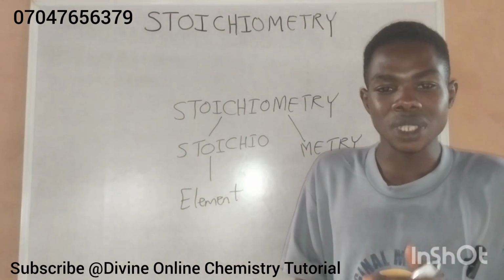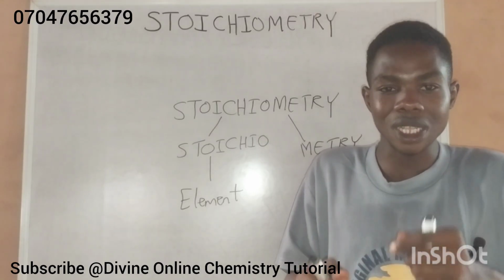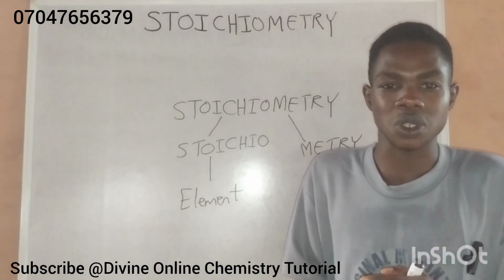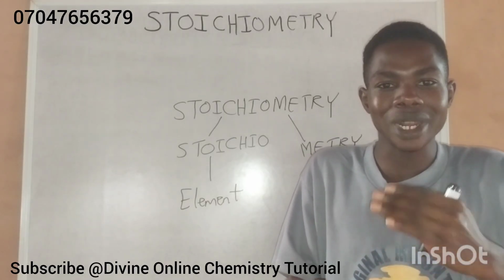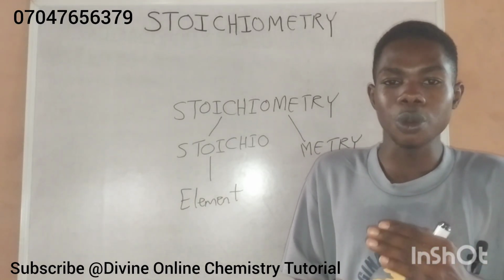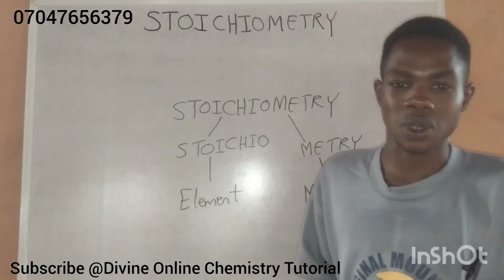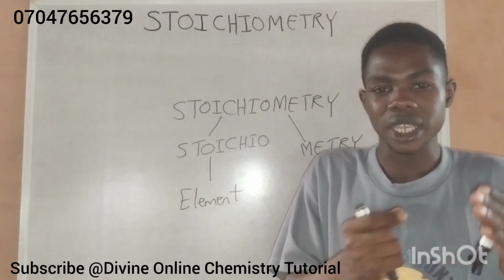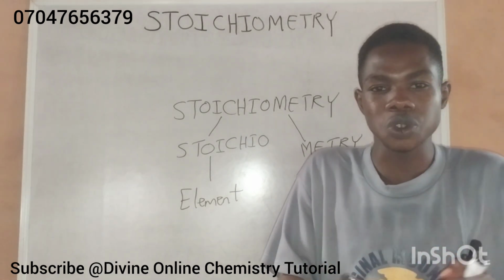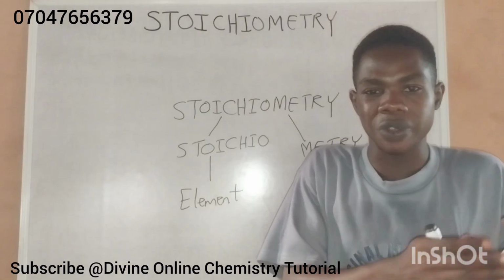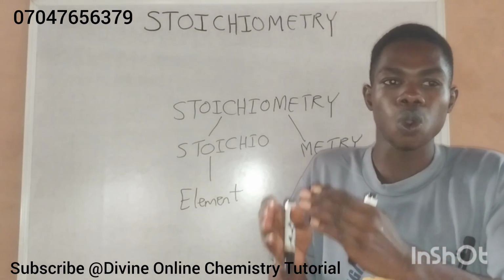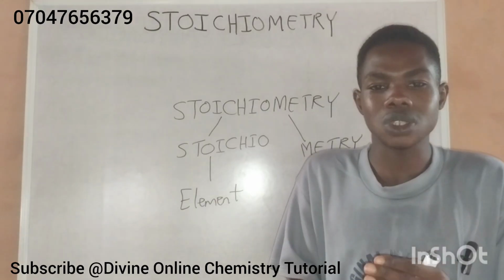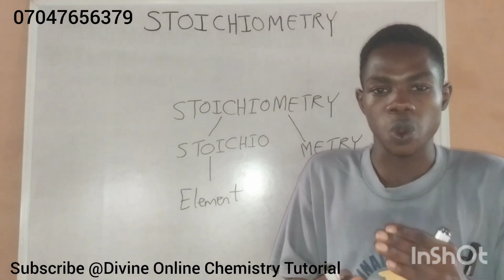So please take note that in order to solve stoichiometric calculations, you must be able to balance chemical equations. If you cannot balance chemical equations, there's no way you'll be able to attempt stoichiometric calculations. I've taught about balancing of chemical equations on my YouTube channel. I want you guys to watch that video if you have not watched it before, so that you know how to balance chemical equations.